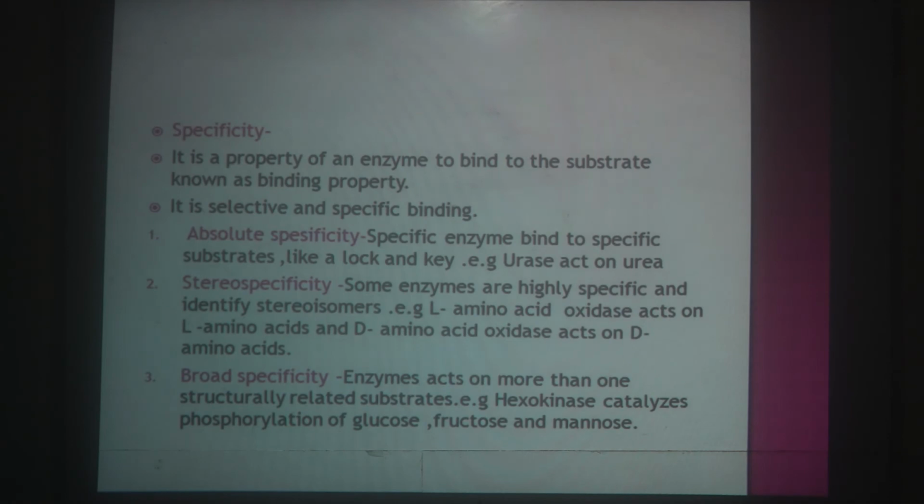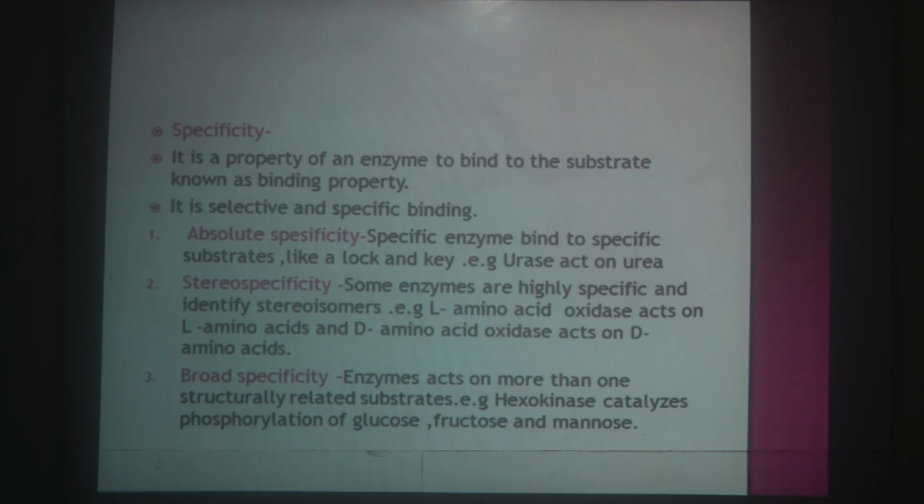The next property is specificity. What is meant by specificity? It is the property of an enzyme to bind to the substrate, known as a binding property. It is a selective and specific binding. There are three types of specificity. The first is absolute specificity, the second is stereospecificity, and the third is broad specificity.